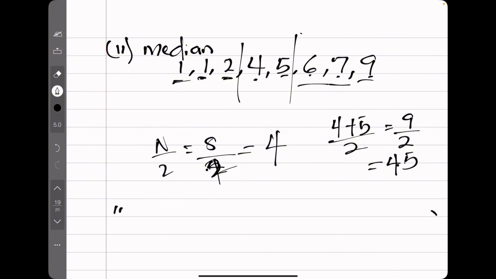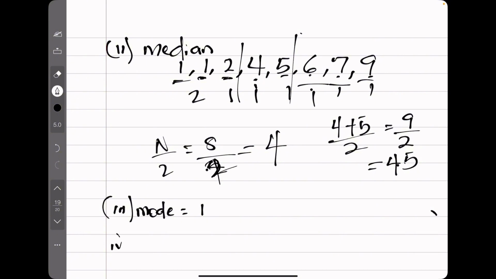And the mode has to do with the number with the highest frequency. If we check here, how many times does 1 occur? It occurs 2 times, 2 occurs 1 time, 4 occurs 1 time, 5 occurs 1 time, 6 occurs once, 7 occurs once, 9 occurs once. So the number with the greatest frequency happens to be 1. So our mode is 1.